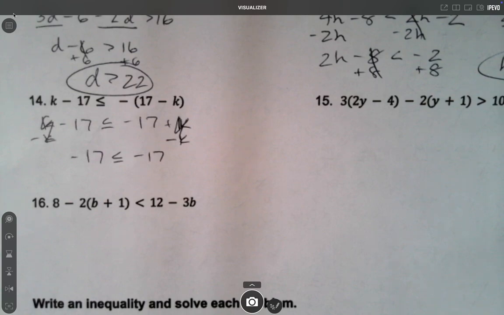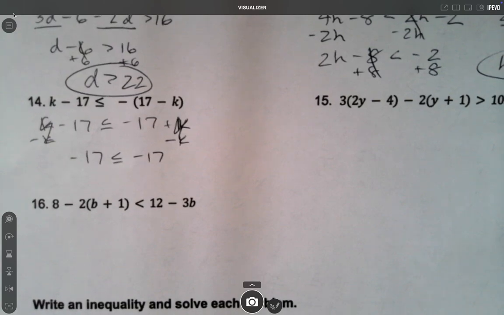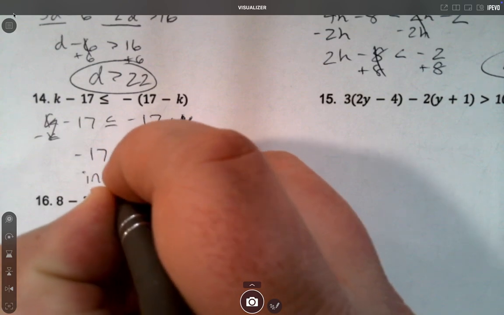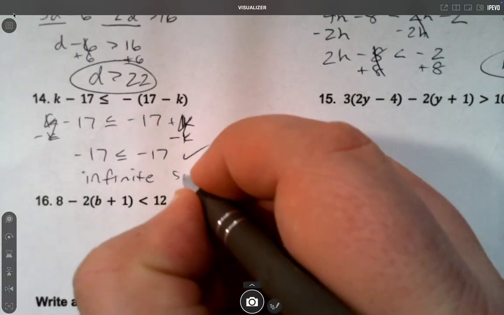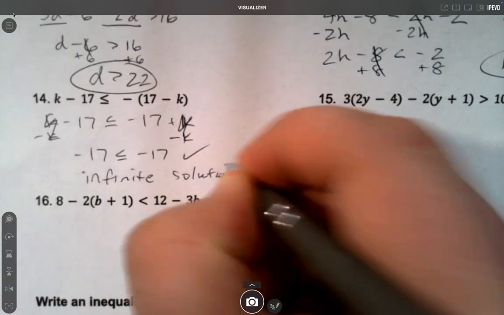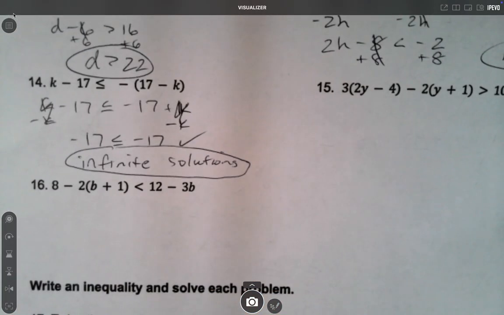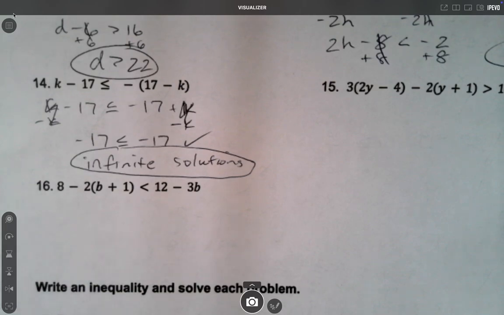So the variables disappeared, and we say negative 17 is less than or equal to negative 17. Well, that's true. It doesn't have to be both of them. It just has to be one or the other. And since negative 17 is equal to negative 17, it means we have infinite solutions. You could plug in any number you can imagine for k, and this would work every time.